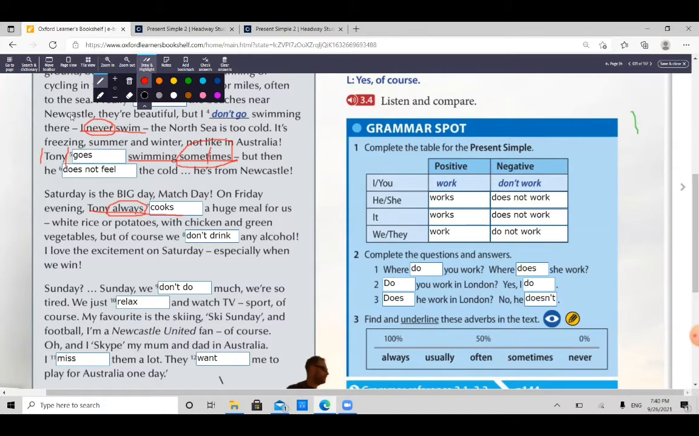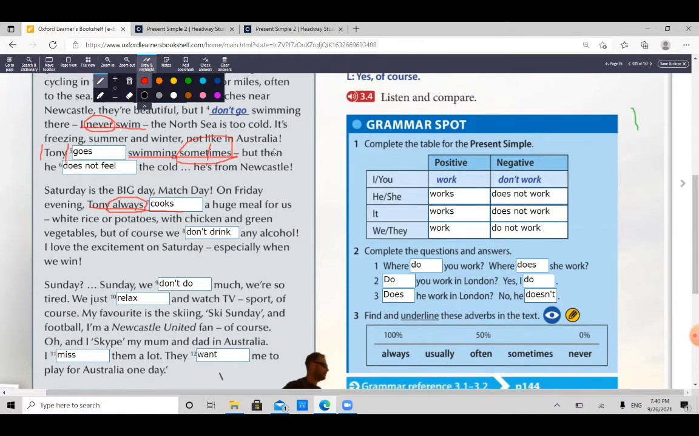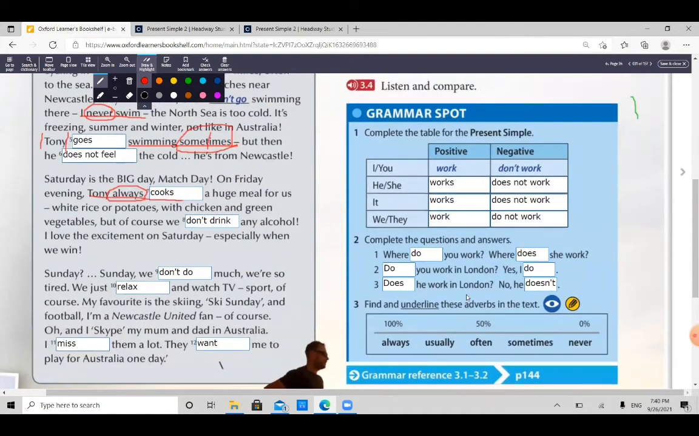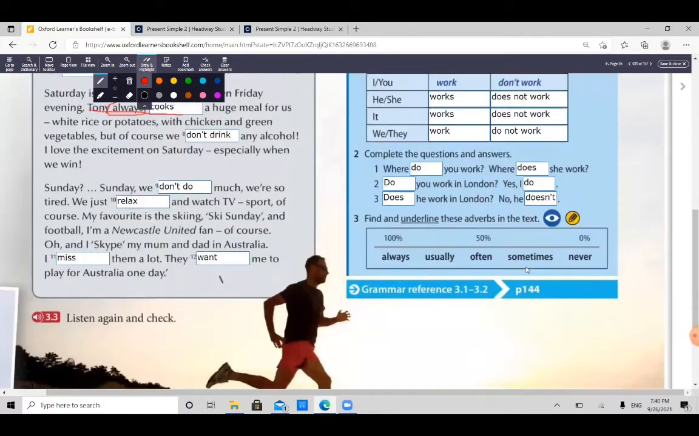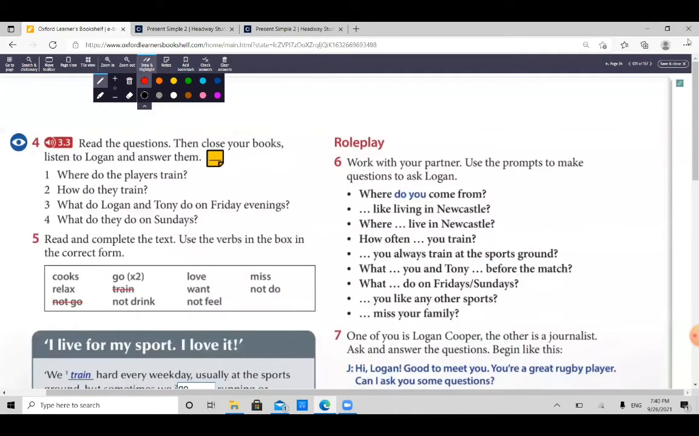So if you are not sure whether an adverb can come at the beginning or the end, always keep it before the verb. All of the adverbs are correct before the verb, okay? But some of them, like sometimes, can come at the beginning or the end of the sentence. Any question about them? No. Okay. So let's now move to the next page, please.